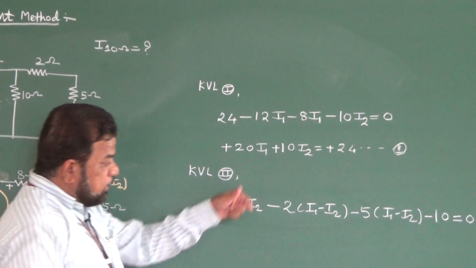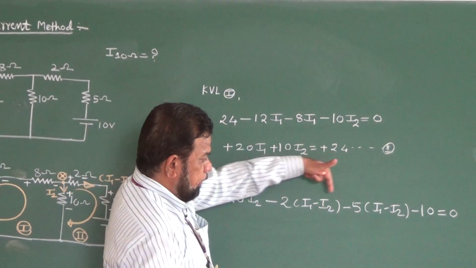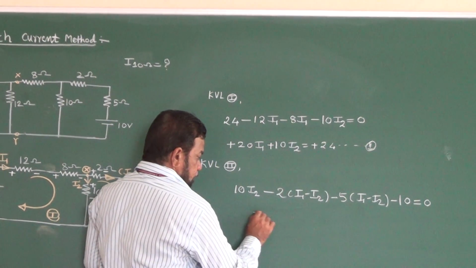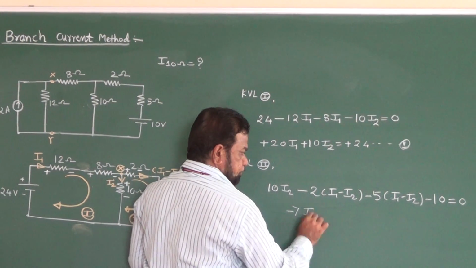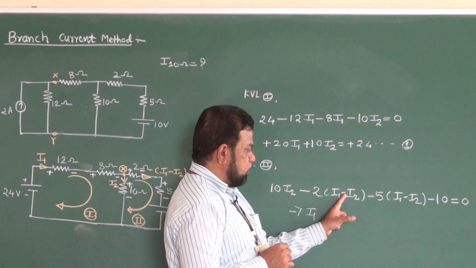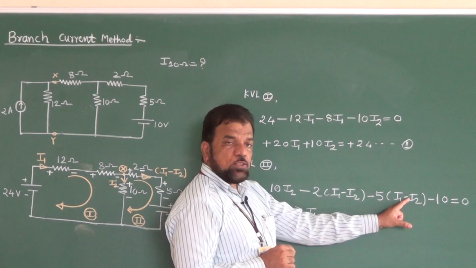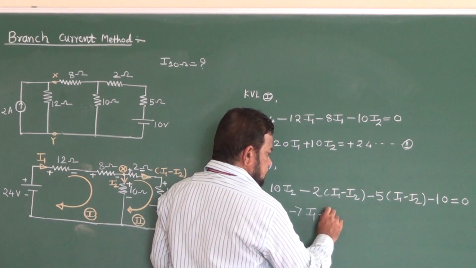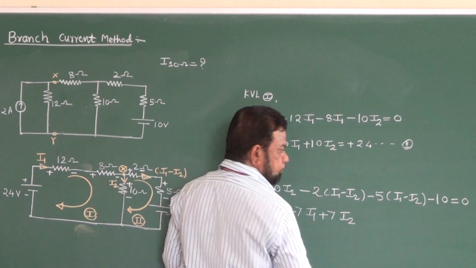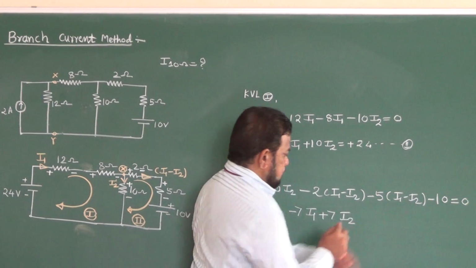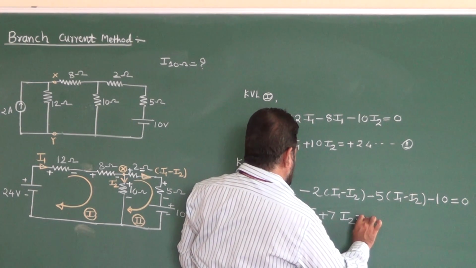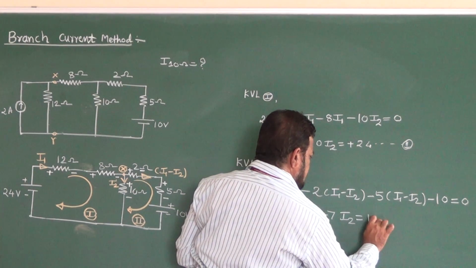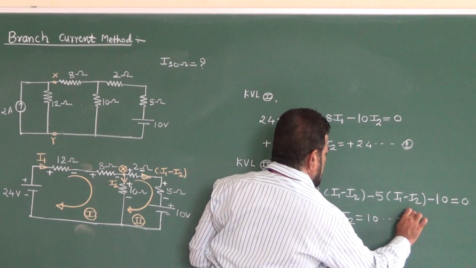So if we simplify this equation, minus 2 I1 and minus 5 I1, that brings minus 7 I1. So here it is plus 2 I2, here it is plus 5 I2, that brings plus 7 I2. What are the minus 10 is there? If I take that minus 10 on right side, then it is plus 10. So this is equation number 2.